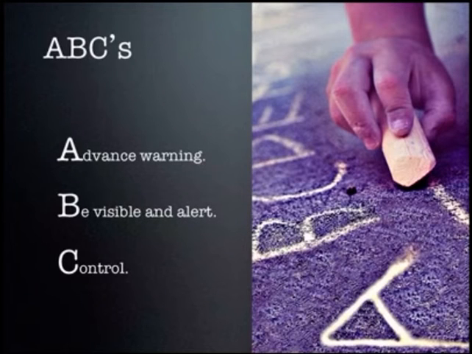We don't really want to oversimplify flagging, but we thought maybe we'd start with ABCs. If you can remember that, you can remember a lot about flagging. A stands for advanced warning. We're going to talk about that. B stands for being visible and alert. And of course, C stands for control.